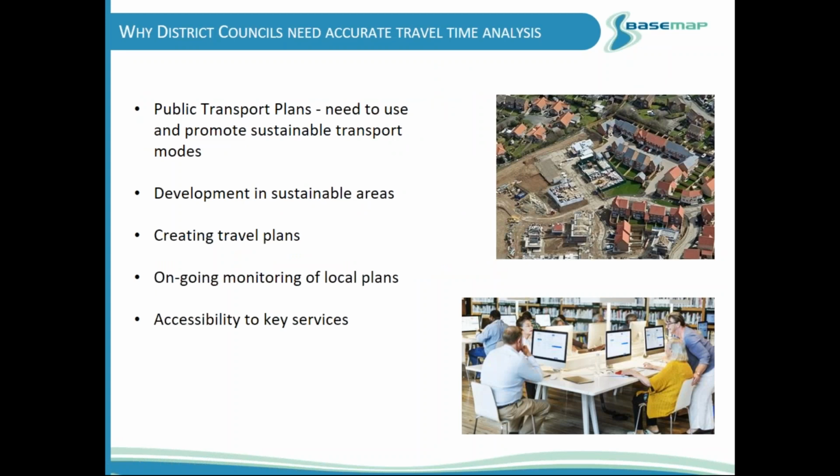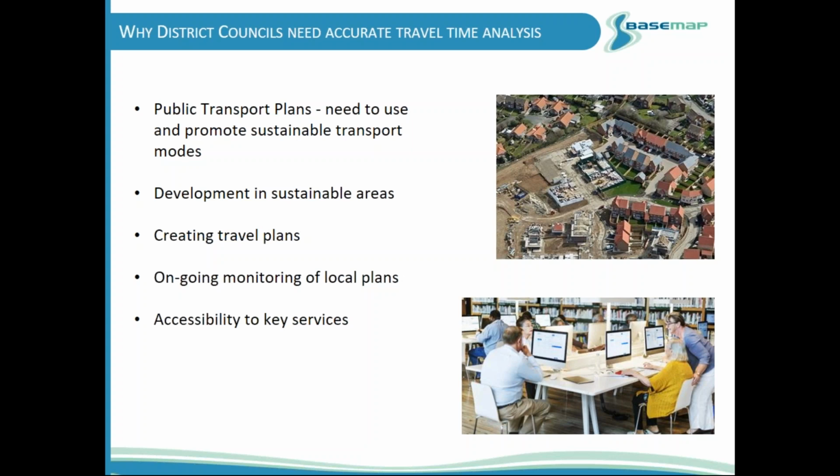What we've done here is look at the National Planning Policy Framework guidance that is used for development, and we picked up some of the key points that our councils are using this type of analysis for. The first thing that came up is that travel time analysis is really useful to help look at public transport plans.